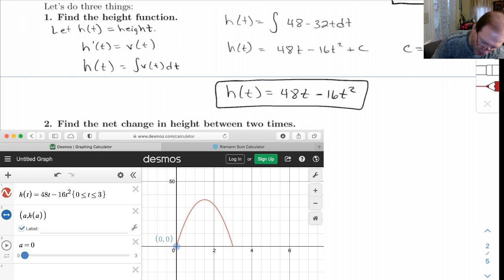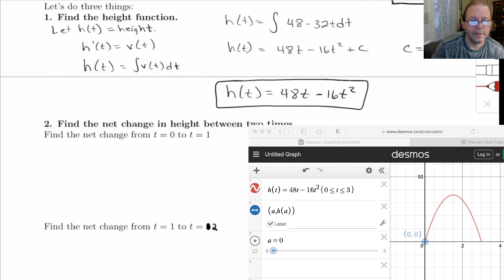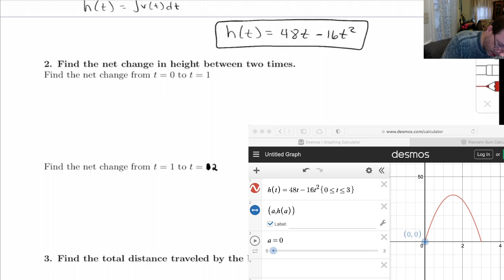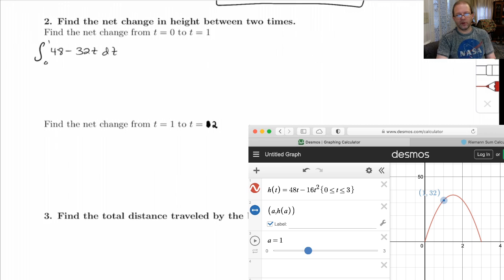And so I want to look at a couple of things here. The first question says, find the net change from t equals 0 to t equals 1. So let's do that. If I do that, I'm going to integrate 48 minus 32t from 0 to 1. Now really all that's going to do is find us the difference between the height here and the height here at 1. So just from looking at Desmos over there, it looks like the answer is going to be 32. But let's work it out and see.